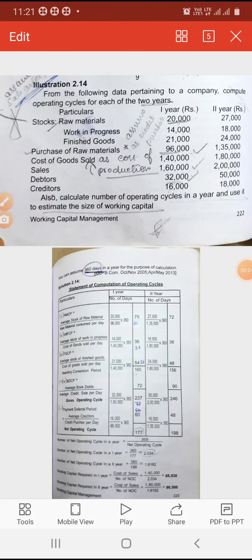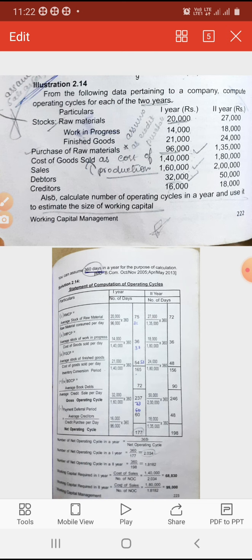Hello students, this is the last problem under operating cycle. I'll read out the problem wherein you have to compute the working capital using the format I have given you in the last recorded slide. From the following data pertaining to the company, compute the operating cycle of each of the 2 years.